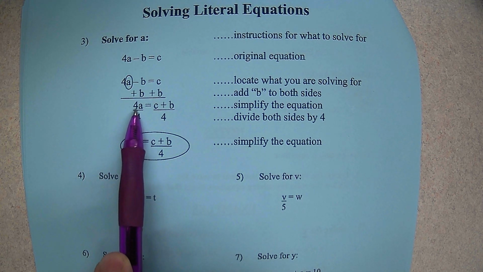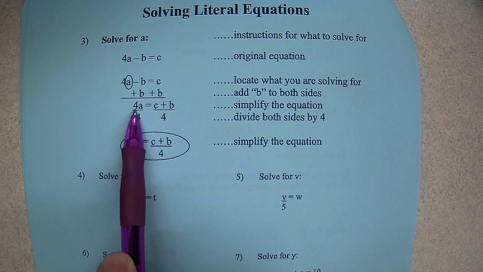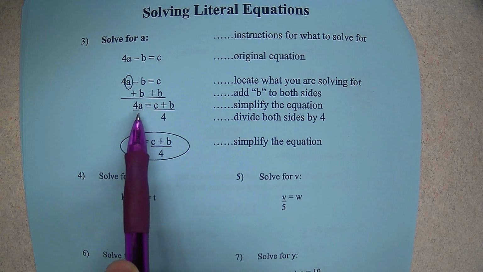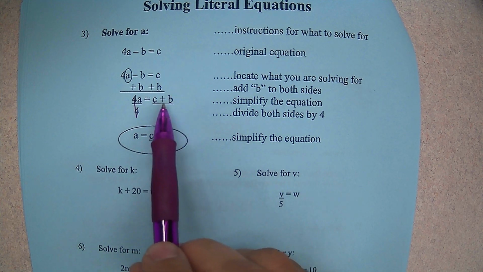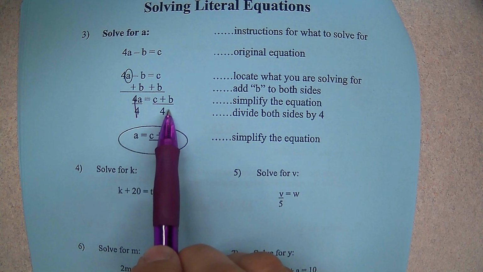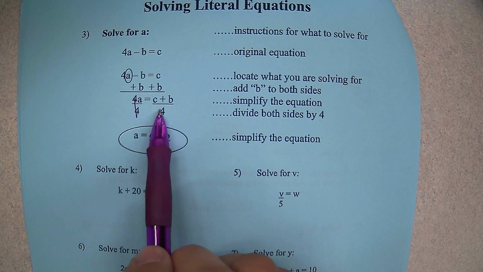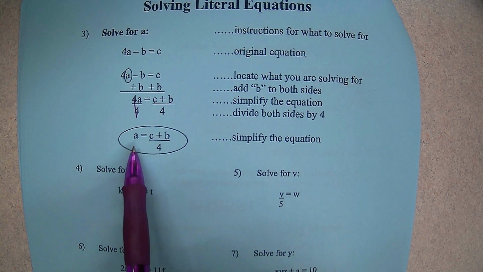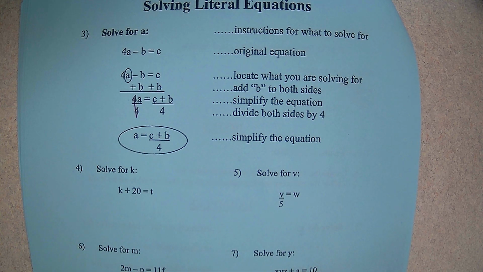Now we want to get rid of this 4 because we want to get a all by itself. To get rid of this multiplication, since a number right next to a variable is multiplying, we divide both sides by 4. I don't know what these numbers are again, so we just write the fraction bar and write a 4 under it. Our final answer for this is a equals c plus b, divided by 4. That's it.